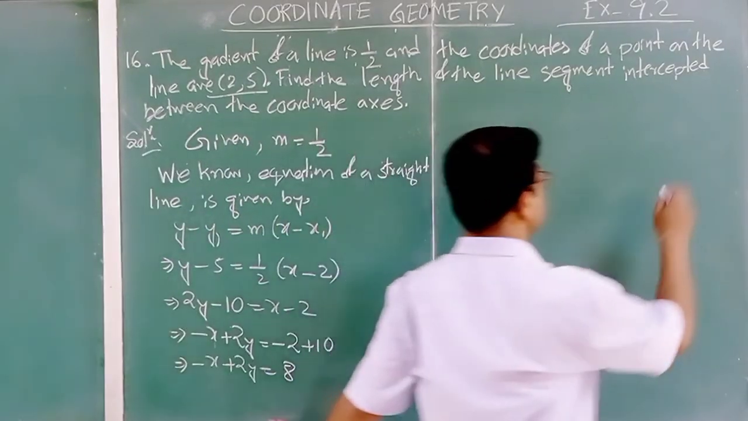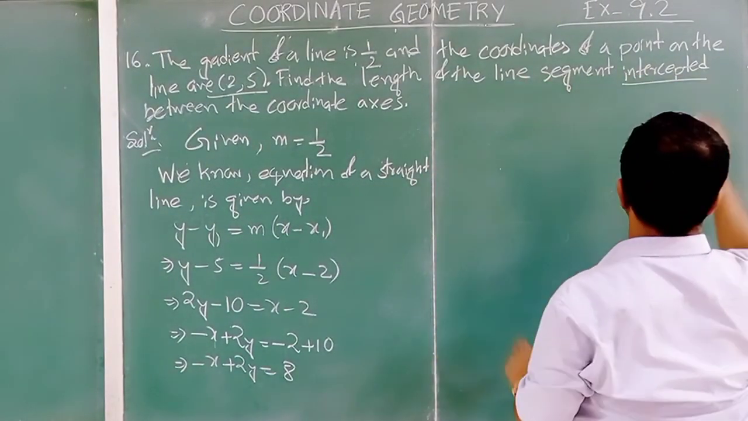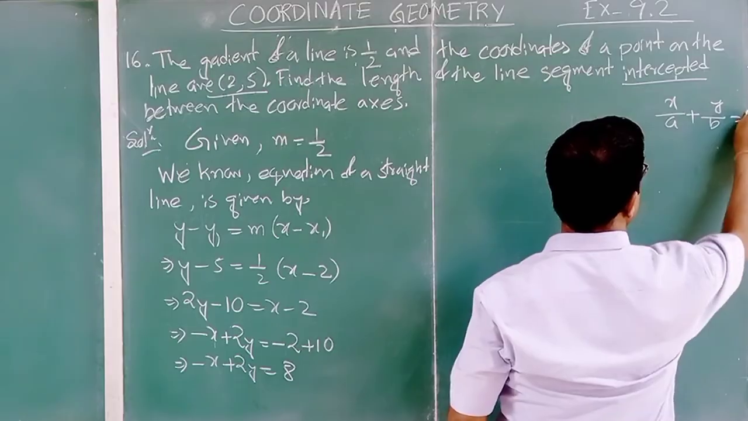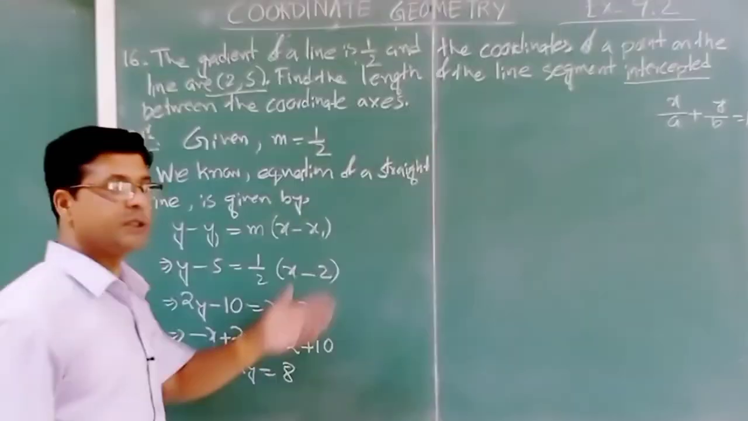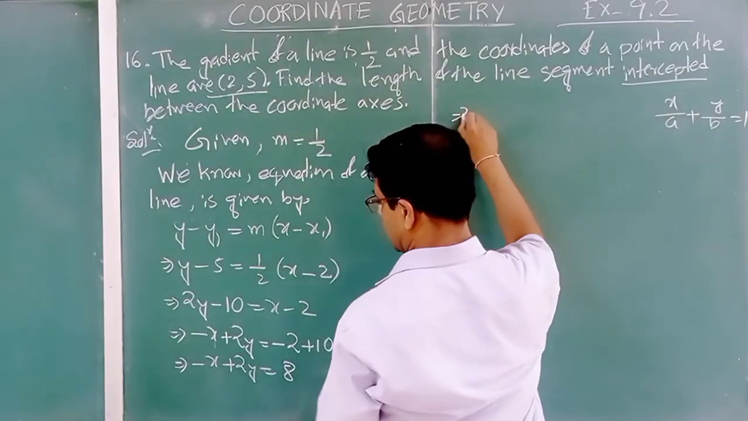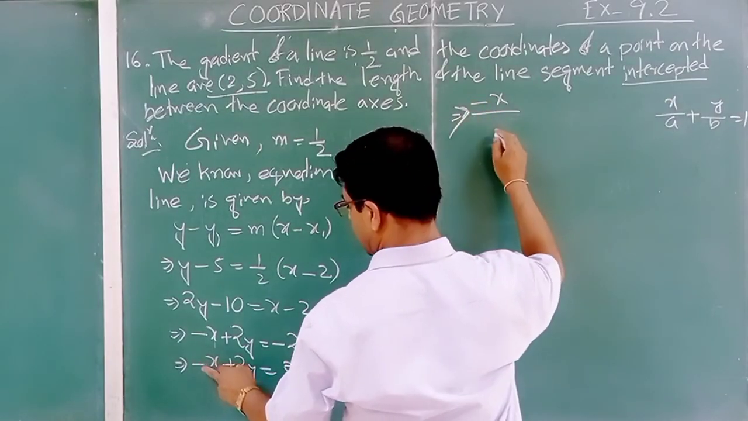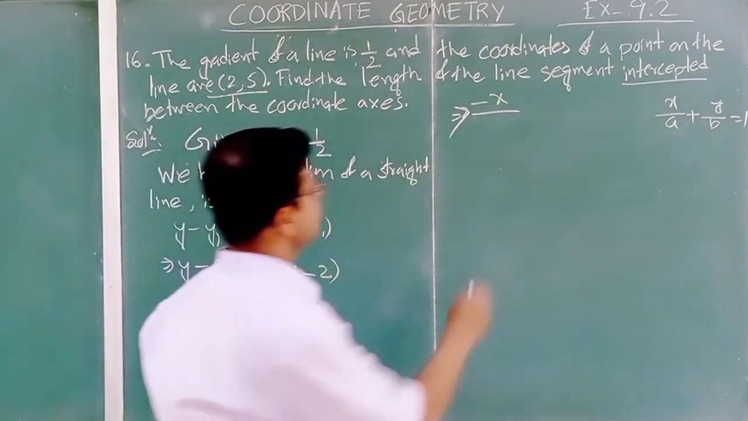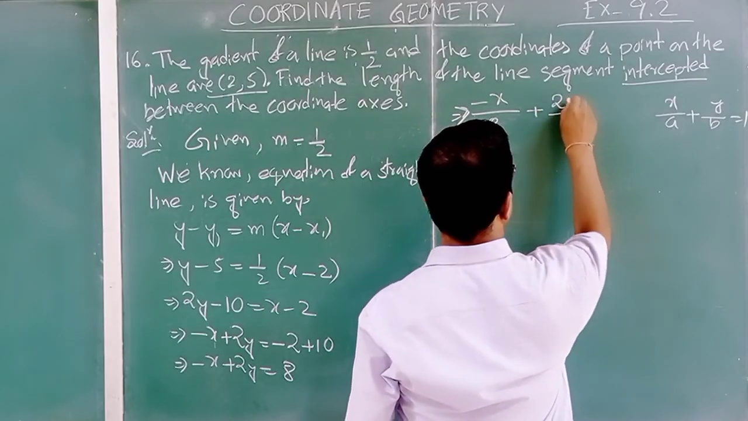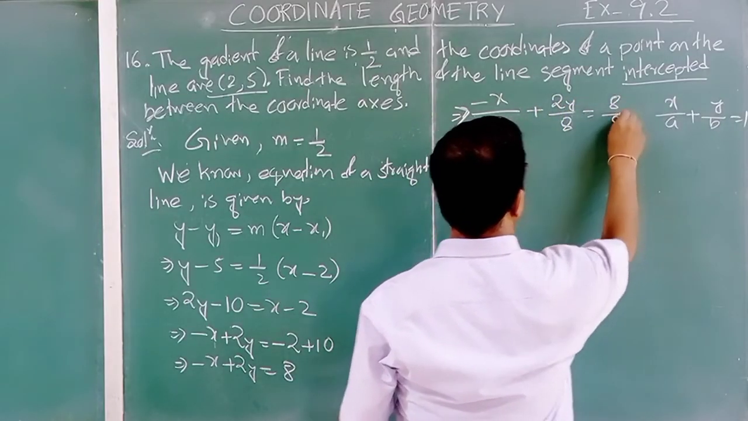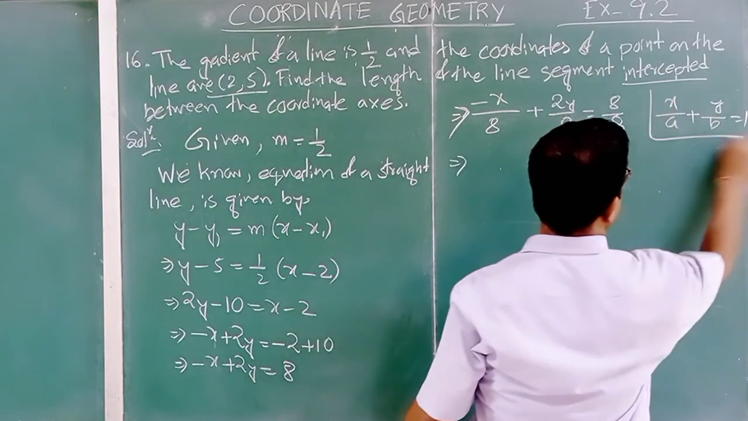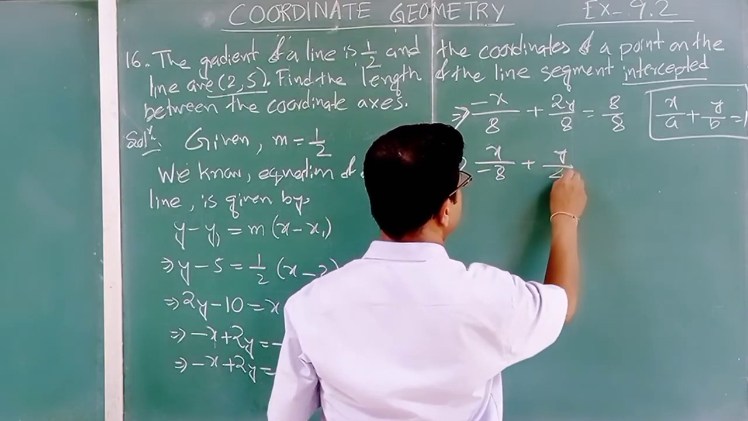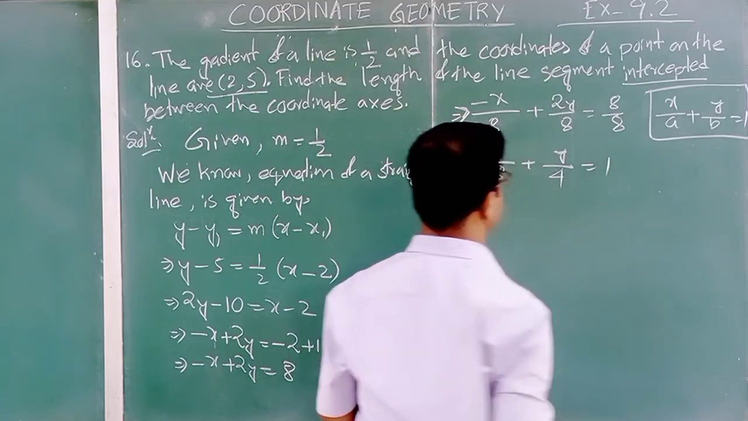Because we want to convert this into which form? In the question it says intercepted. The intercept form of the equation of a straight line is x by a plus y by b is equal to 1. The right hand side must be 1. So let us divide each term by 8, then only on the right hand side we will get 1. So x by minus 8 plus y by 4 is equal to 1.